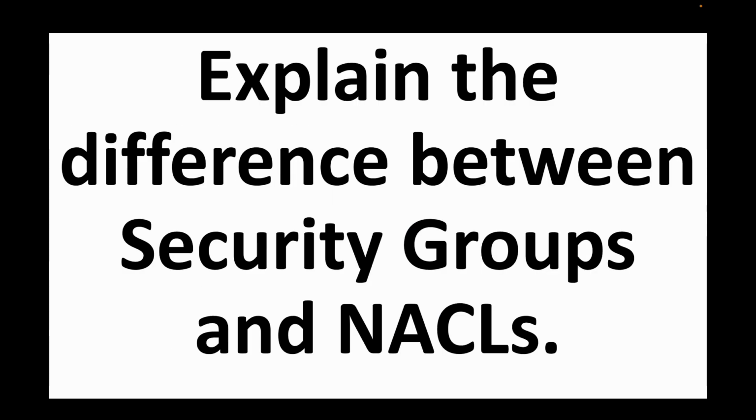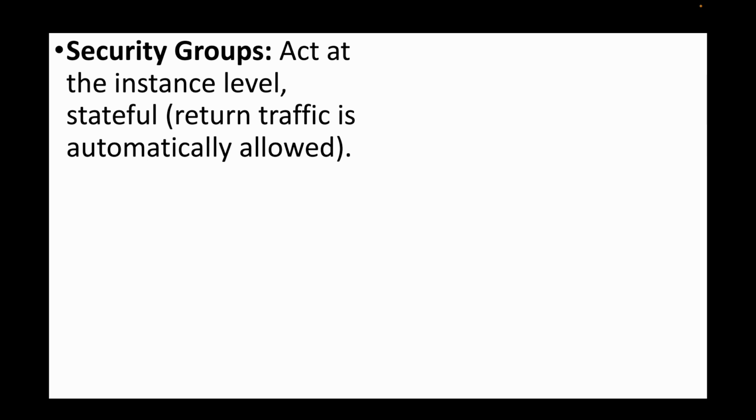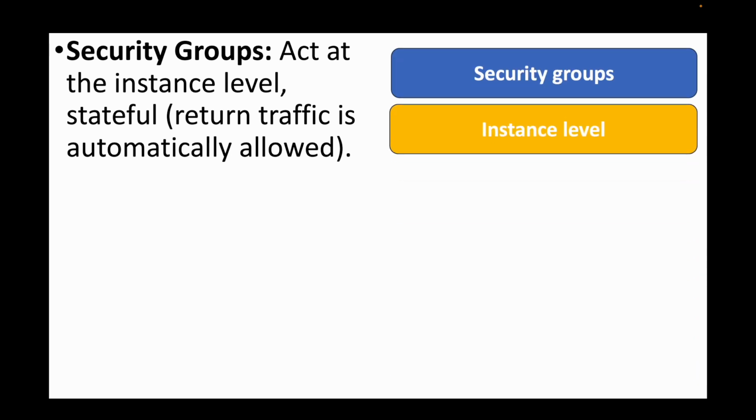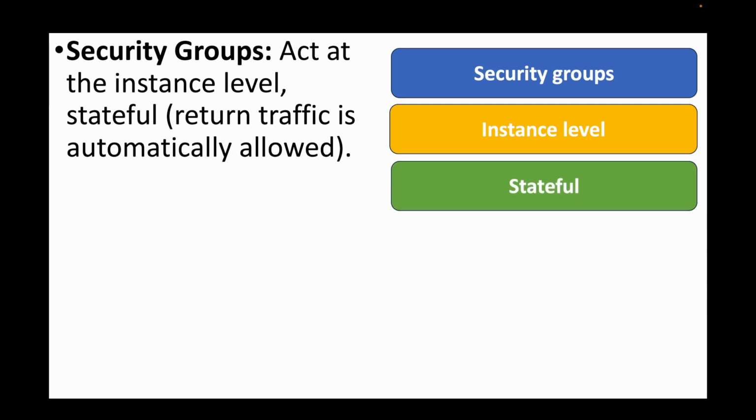The next question we have is, what is the difference between security groups and NACLs? Now, security groups and NACLs both are the firewalls that we have in VPC. Security groups act at the instance level. So we basically attach them to your EC2 instances, and these are stateful, meaning your outbound return traffic is automatically allowed. So we basically define rules only for inbound. For outbound, all the traffic is allowed automatically. So that's why it is stateful.